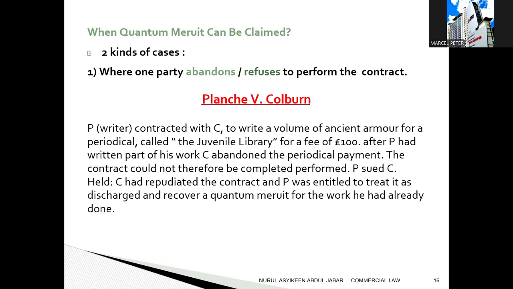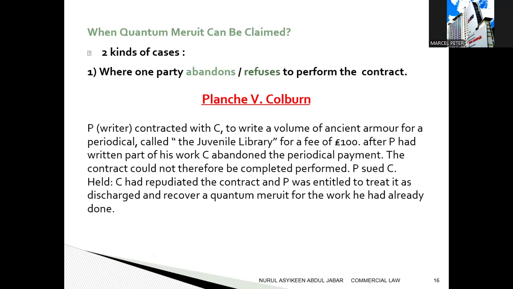So we are going to look at one decided case, Planché versus Colburn. In Planché versus Colburn, the plaintiff was a writer who agreed to write a book for a fee of £100. The writer had already written part of the book, but the defendant stopped the publication, making it impossible to complete the contract. So the court held that the defendant had repudiated the contract. The plaintiff was entitled to quantum meruit for the work already done. Even though the contract was incomplete, payment was allowed for partial performance.